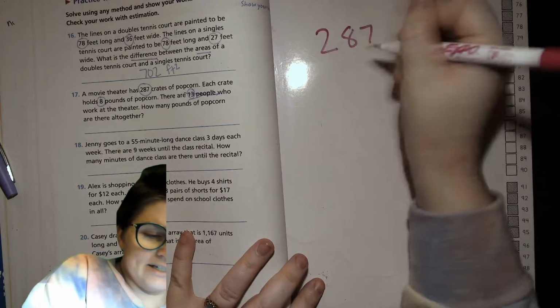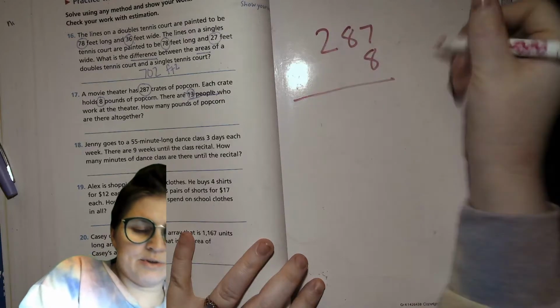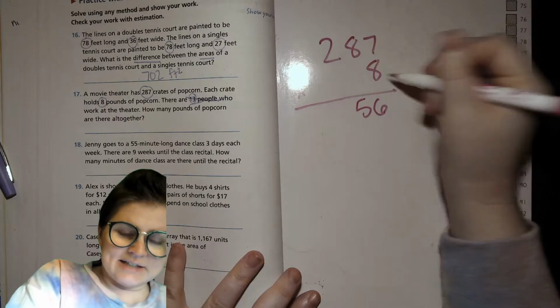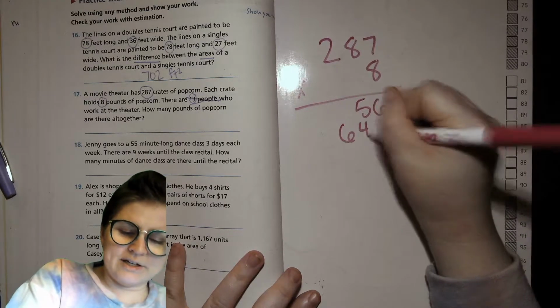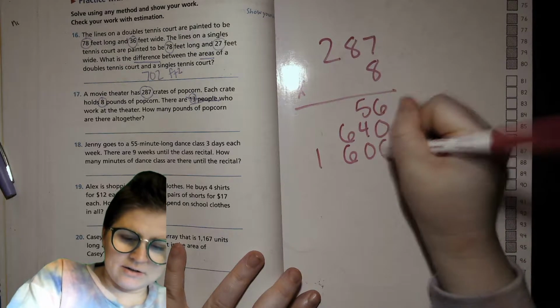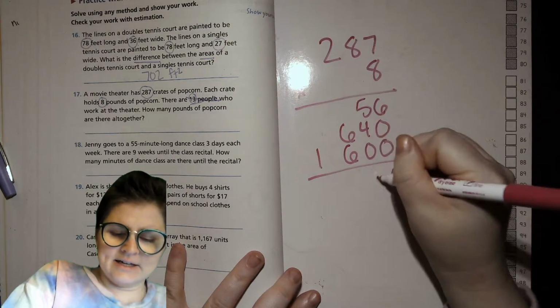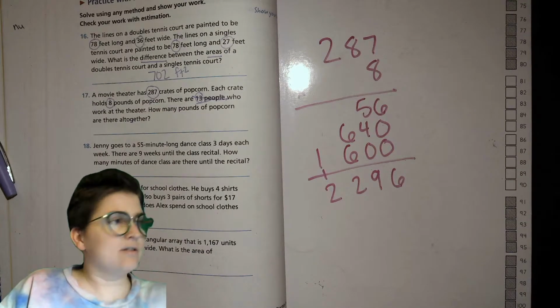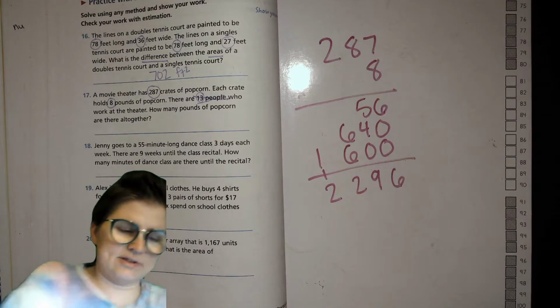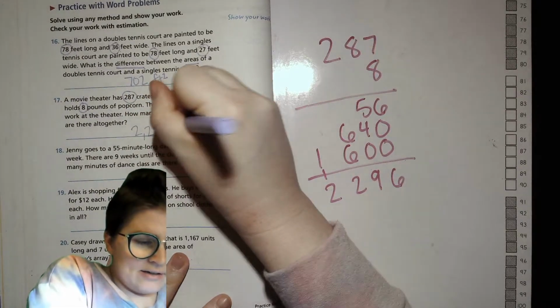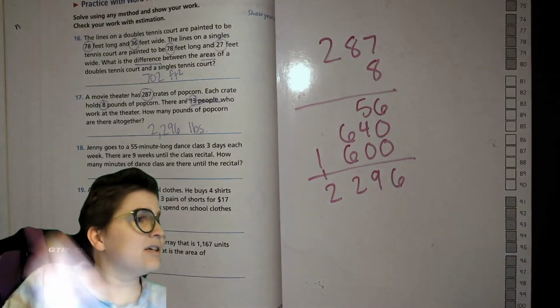Okay, so 287 crates times 8 pounds per crate to give us the total number of pounds. So 7 times 8 is 56, 8 times 80 is 640, 8 times 200 is 1,600. Add them all up, 690, 1,200, and then 2,000. Okay. So 2,296 lbs. That's how we write pounds.